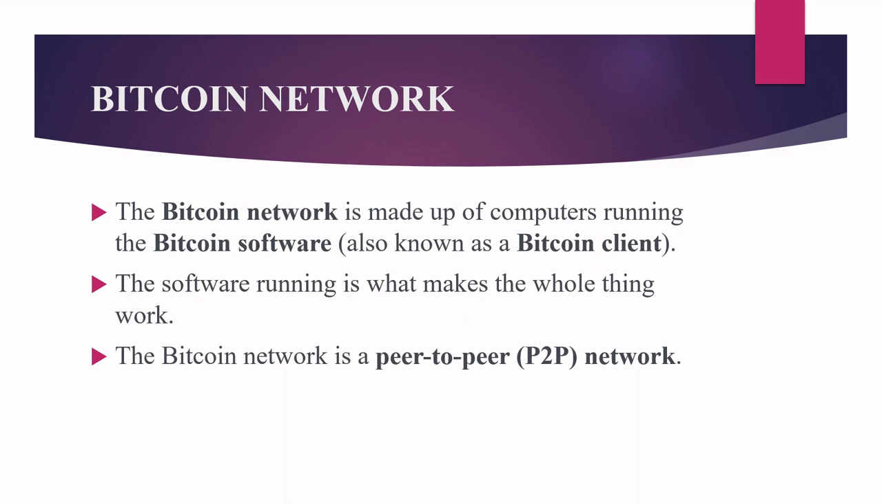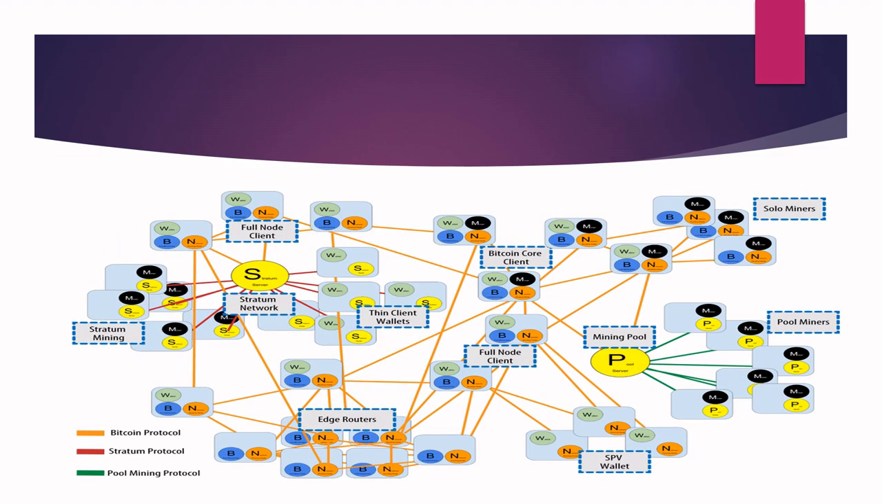The next topic is Bitcoin network. The Bitcoin network is made up of computers running the Bitcoin software. It's also known as a Bitcoin client. The software running is what makes the whole thing work. The Bitcoin network is a peer-to-peer network. The extended Bitcoin network showing various node types, gateways and protocols.